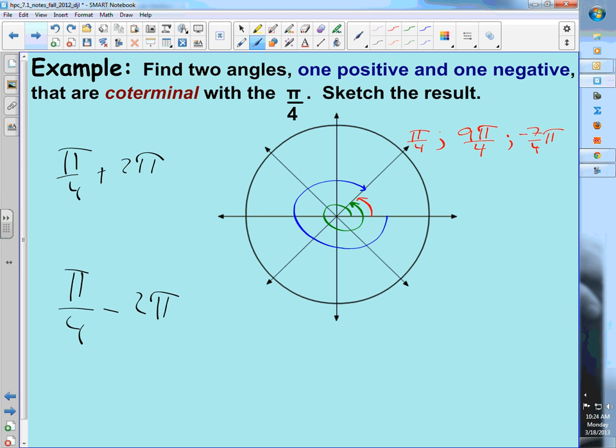Those are all identified in blue, green, and red right here. Here's theta in red. Here is 9 pi over 4. One time around, plus another pi over 4.